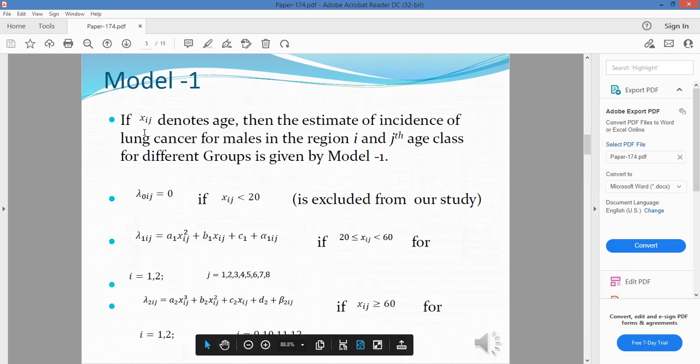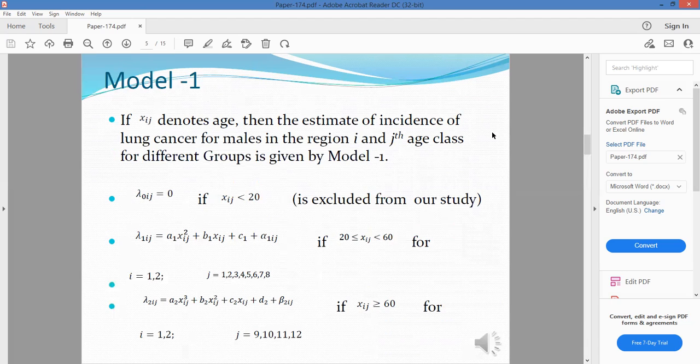Here, if Xij denotes age, then the estimate of incidence of lung cancer for males in the region i and the jth age class for different groups is given by model 1. For people aged less than 20, there is no data available of them suffering from lung cancer, so the rate of incidence in this age group is 0. So we exclude this age group from our study.